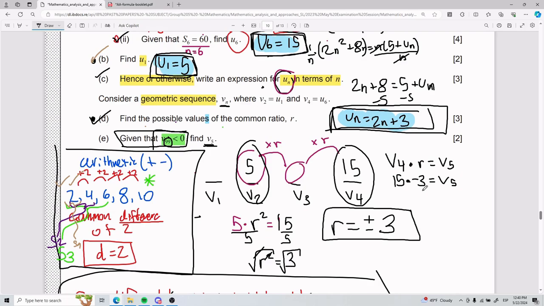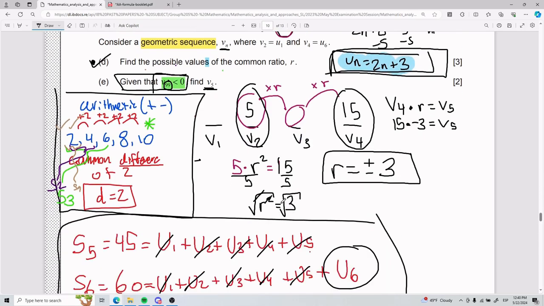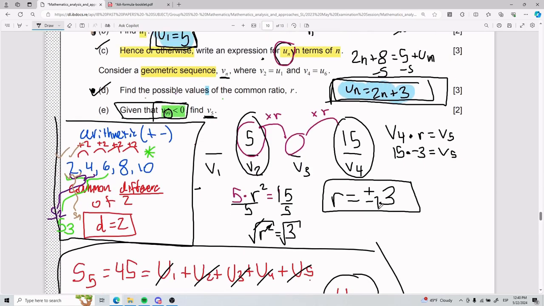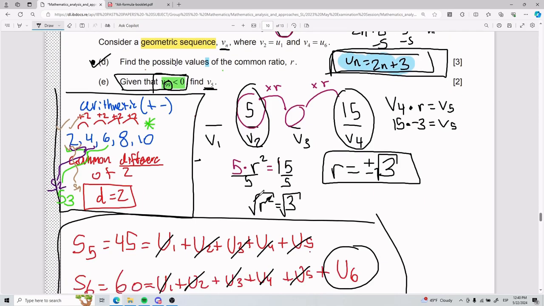And so from here, actually, I missed something small over here. This is plus or minus square root of 3, you guys. Technically, from here, my bad on that, you do the square root of both sides, and you end up with plus or minus square root of 3. Apologies, this is from way earlier. You end up with 15 times negative square root of 3 equals V5. And so V5 has to equal negative 15 square root of 3. And apologies for that.